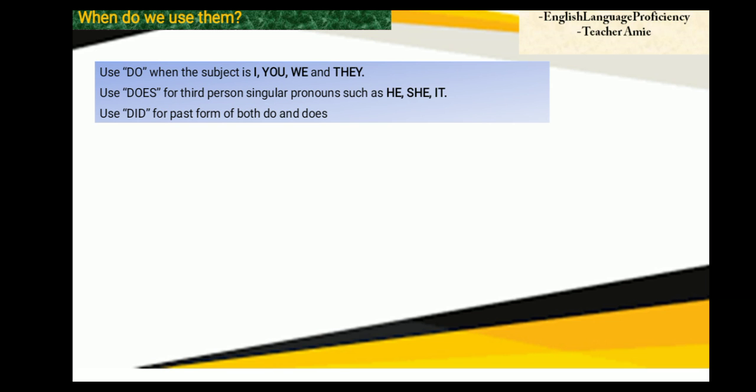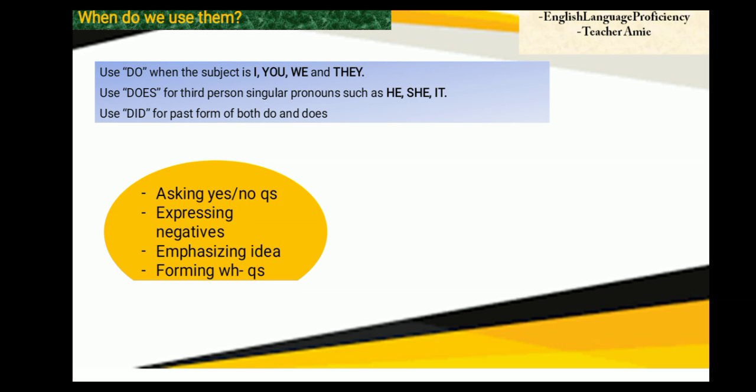She does it. He does it. It does that. So, use did for past form of both do and does. When you are referring to past actions or already happened actions, you use the word did or auxiliary verb did.